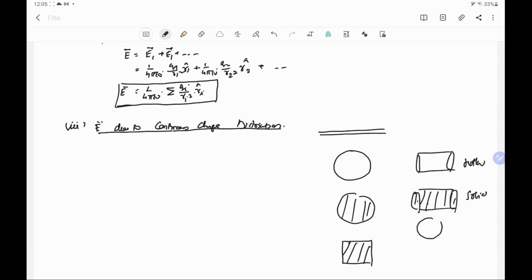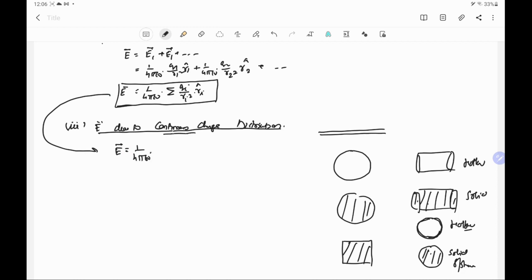Similarly, there may be a hollow sphere in which charge is distributed along the surface only, and there may be a solid sphere on which charge is distributed throughout the volume. So in these cases, we have to use the method of integrals. That is, electric field E equal to, we will use the formula in a similar way. It is 1 by 4 pi epsilon naught.